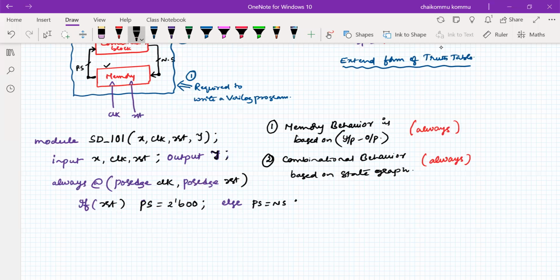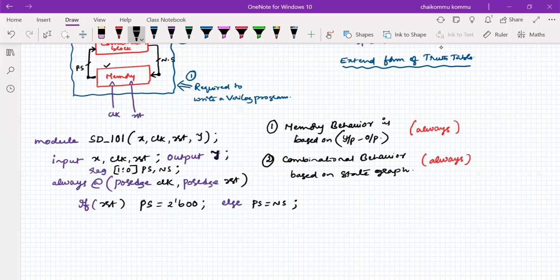So you may ask the question, sir, where are these PS and NS available? Therefore they are internal to the circuit, right? So it's better to write them as a register data type because they are in the always block. Register [1:0] PS, NS, present state and next state.